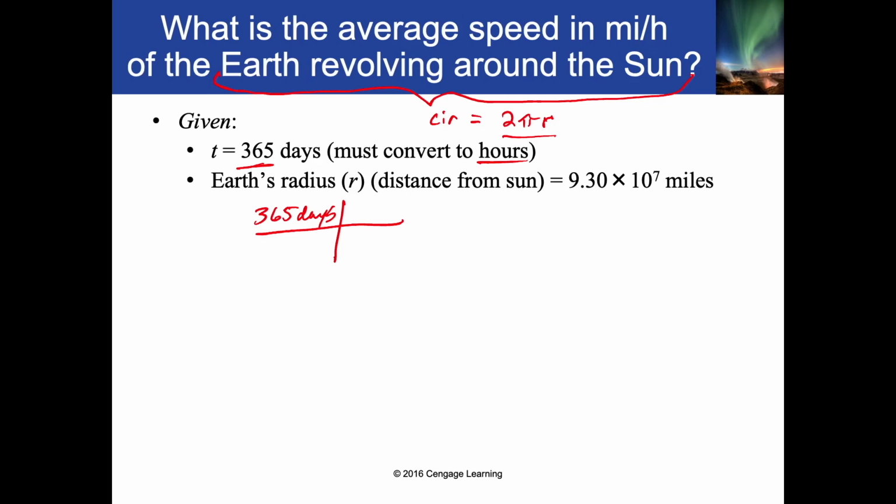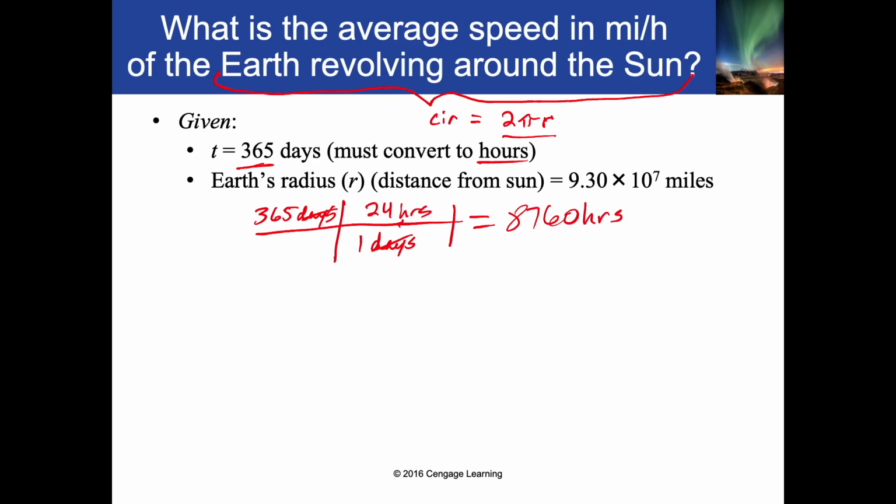Okay, days. And then we want to get rid of days, so you put days at the bottom. Every day has 24 hours, and that should give you what you need. So the days cancel out, and all you really need to do here is multiply 365 times 24. That gives you a total of 8,760 hours. So we've taken care of that part already.